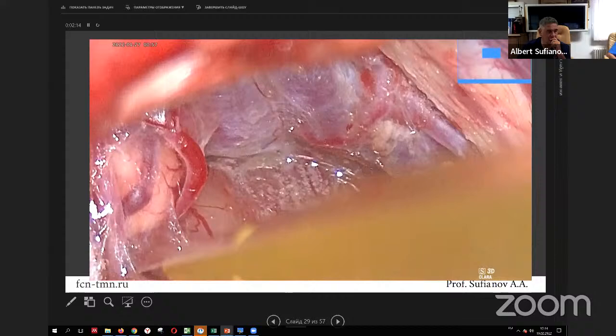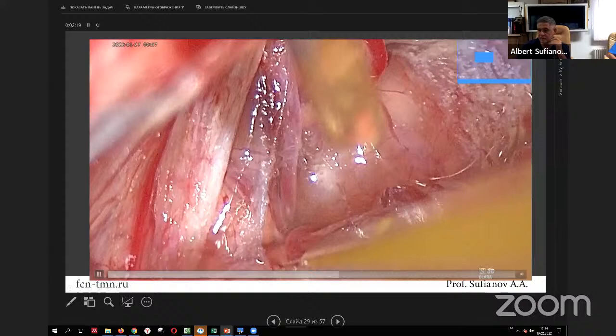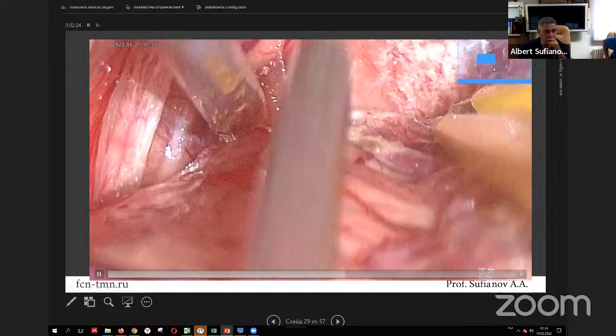The lateral dissection. Lateral dissection, horizontal veins, because the tumor is so big, so we dissect a little bit more.